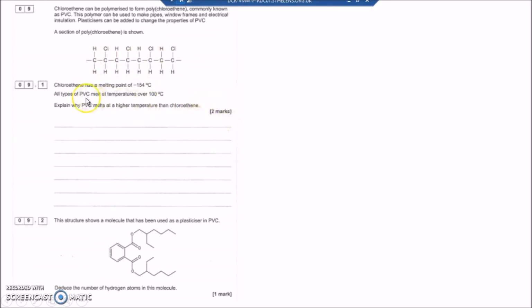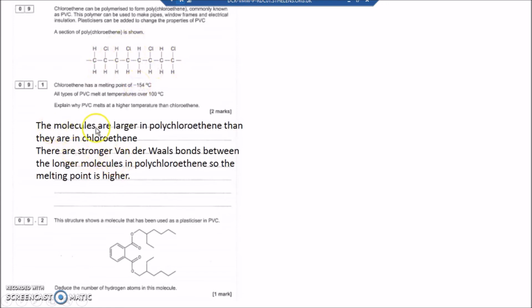So there's one mark for saying it makes a large molecule, and then a large molecule is going to have more atoms, more electrons, more stronger van der Waals forces between the molecules. So one mark for saying the molecules are larger in polychloroethene or PVC, and that there are stronger van der Waals forces between the molecules in the PVC polymer, so the melting point's higher.